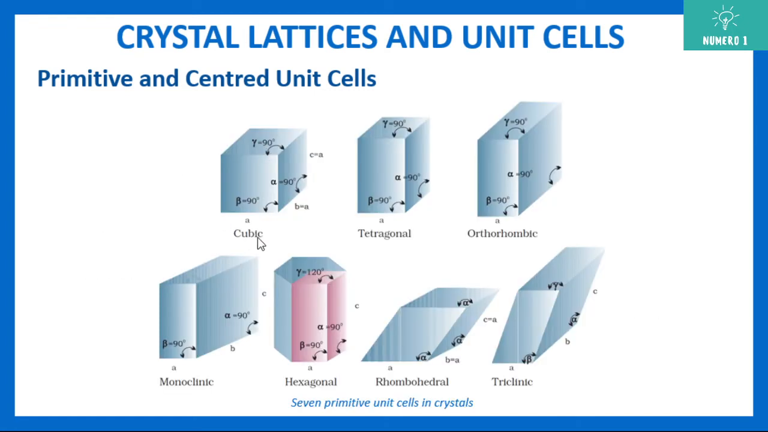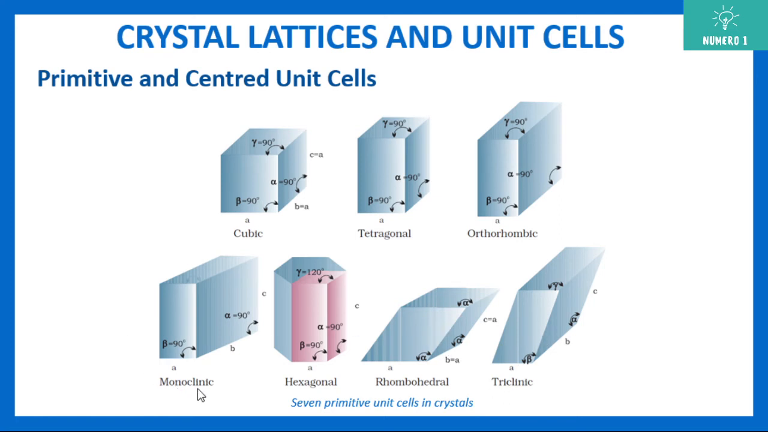So this is a cubic lattice, you can see. Everything is like all the angles are 90 degrees, and the lengths A, B and C are all equal. Then this is tetragonal. So basically the idea here is that apart from A, B and C, alpha, beta and gamma, if you change any one parameter you get a new unit cell. So these all are different unit cells. So these are 7 primitive unit cells in crystals.